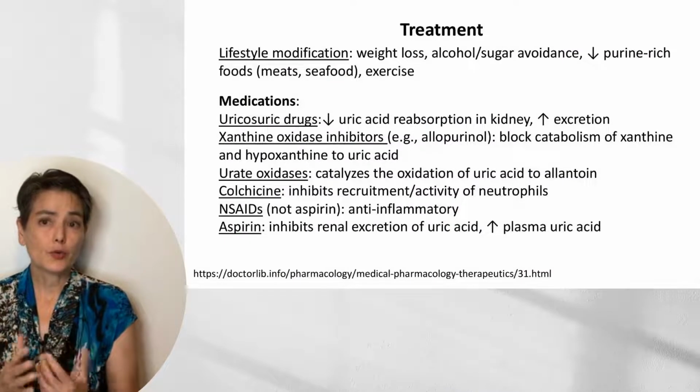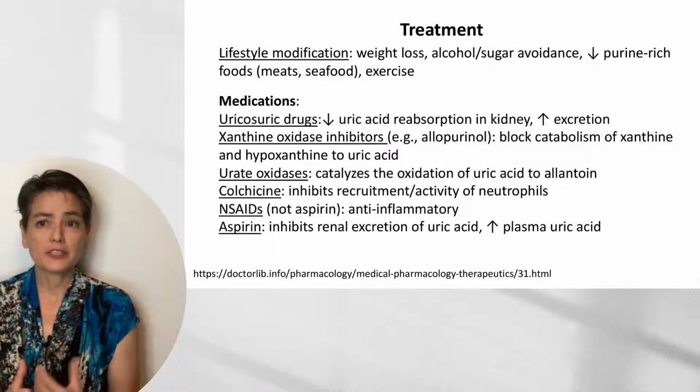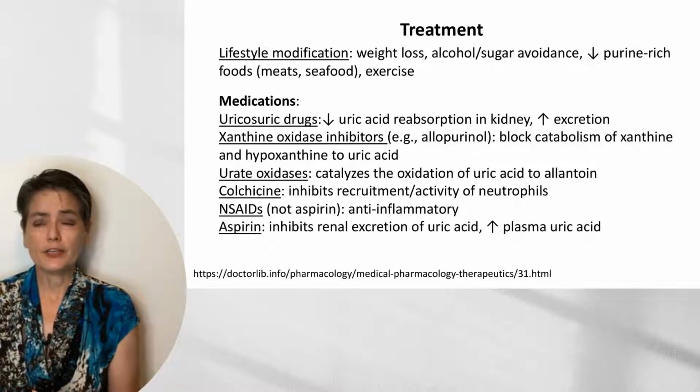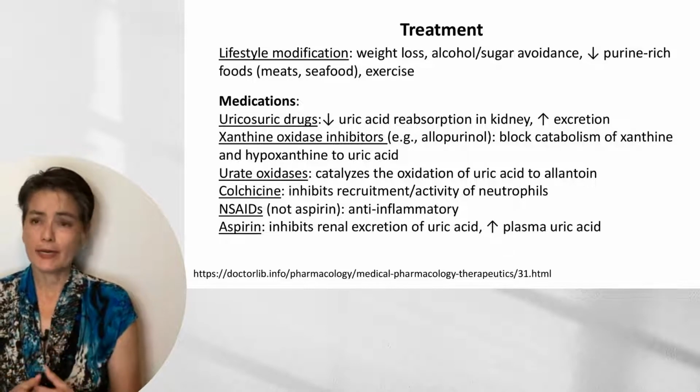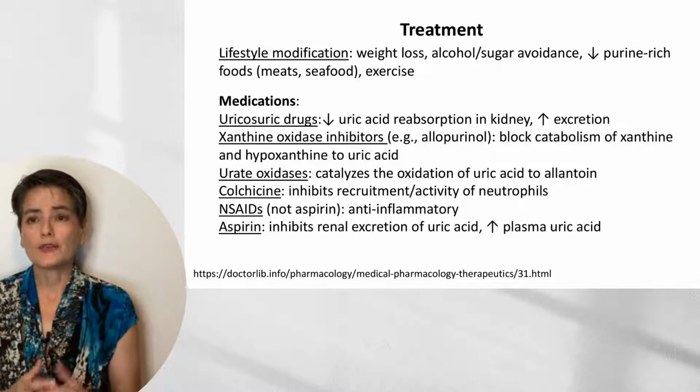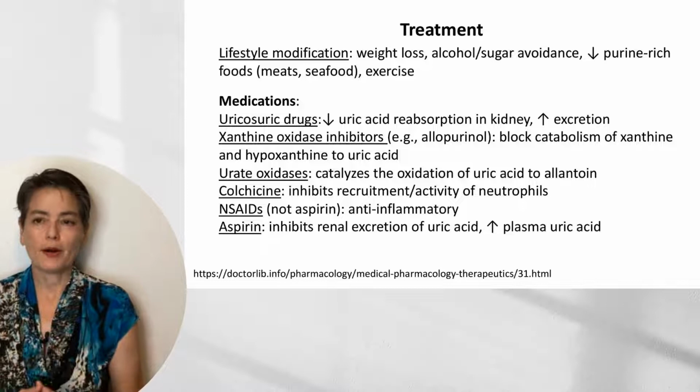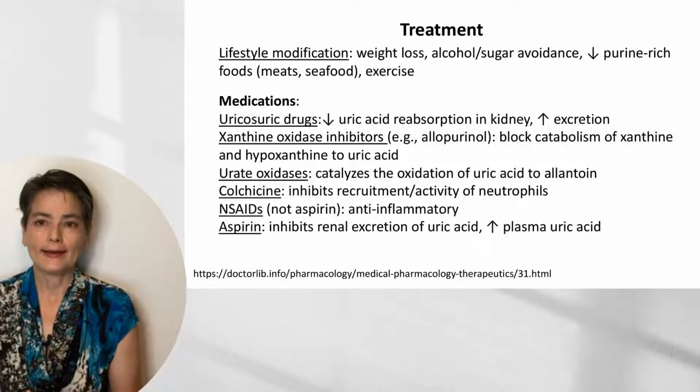So how do we treat gout? The first step will be lifestyle modification with weight loss and decreased alcohol and sugar consumption. You also want to decrease the ingestion of purine-rich foods such as organ meat, such as liver, and seafood, and exercise is good. But there are also some very interesting medications that you can use to treat this, and this is why I went through the process of talking about how uric acid is formed.